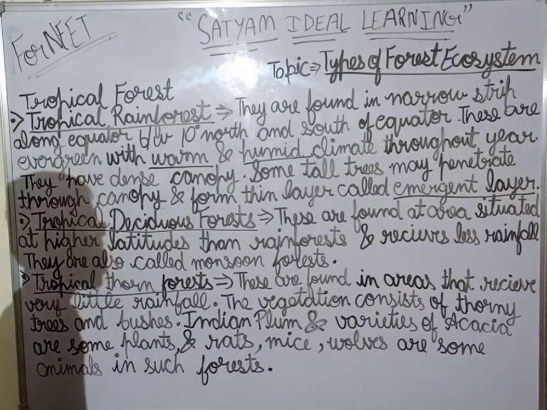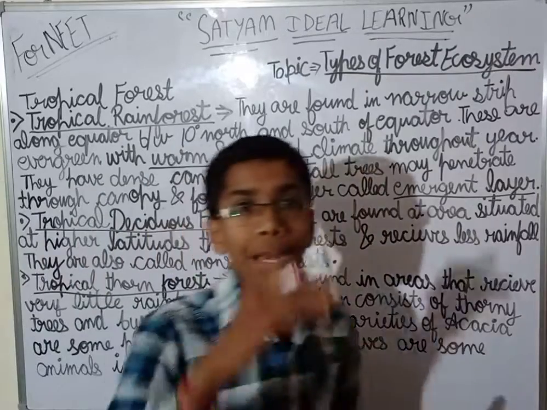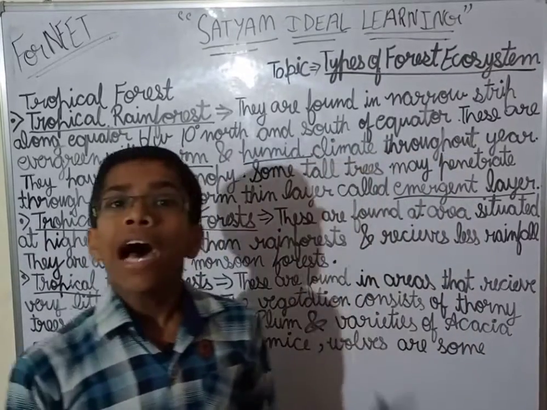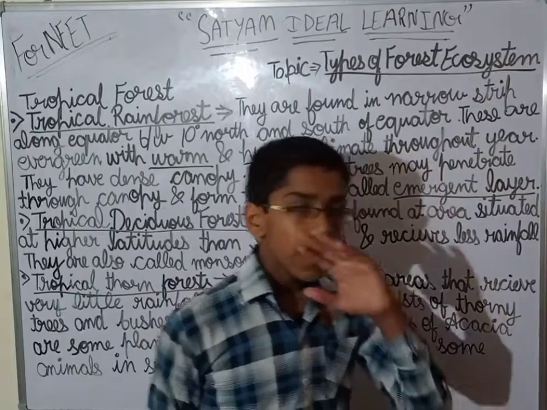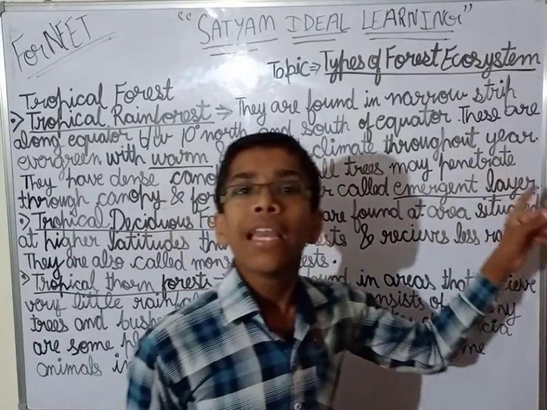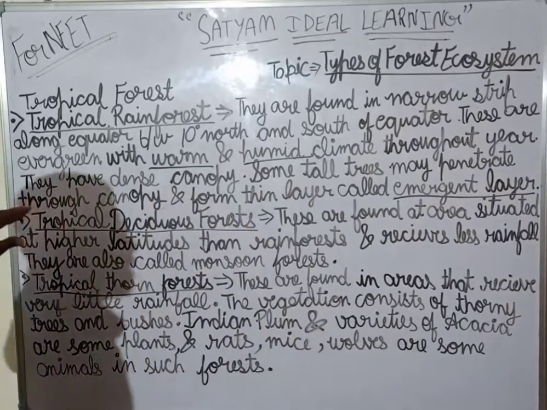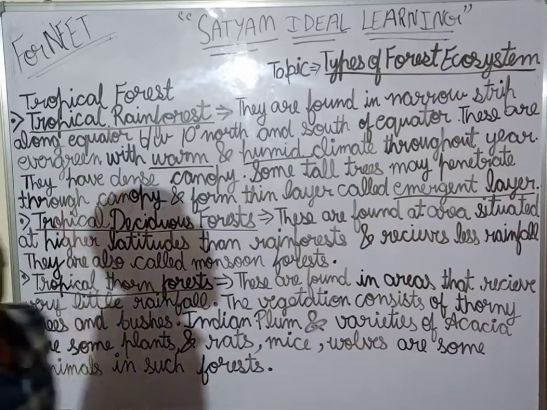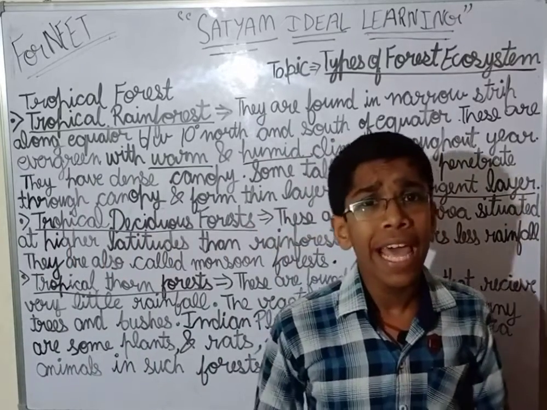So we have understood the layers: forest floor, understory, canopy, and the emergent layer. It is the very thin layer above it. There are many plants and animals.